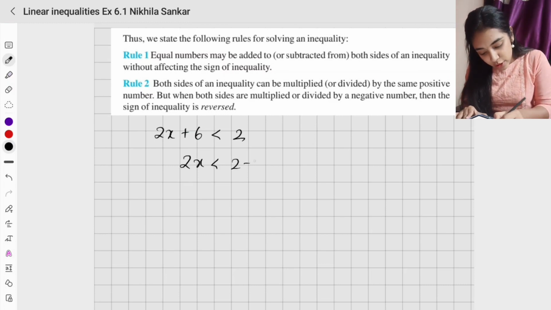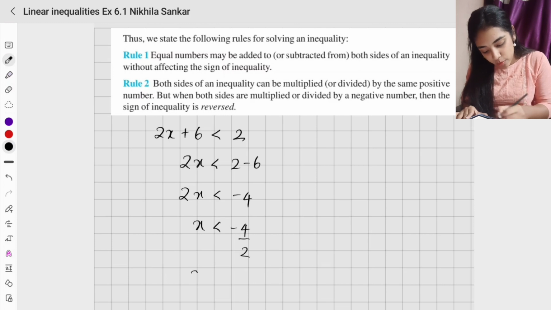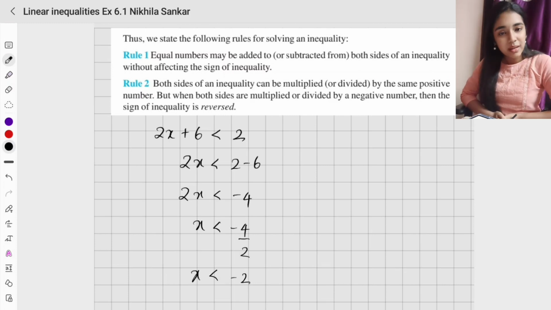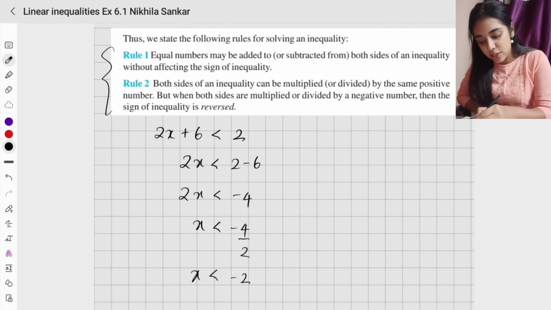2x is less than 2 minus 6, 2x is less than minus 4, x is less than minus 4 by 2, x is less than minus 2. What am I actually doing here? I'm going to explain these two rules with this example.